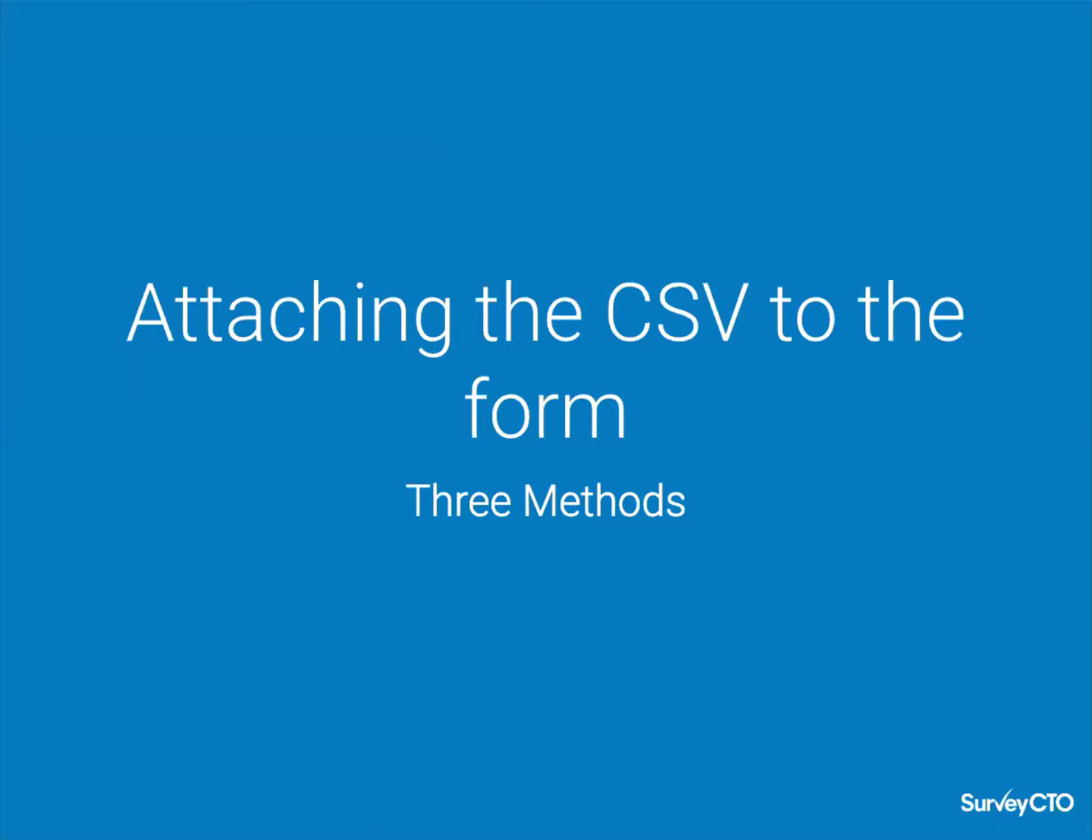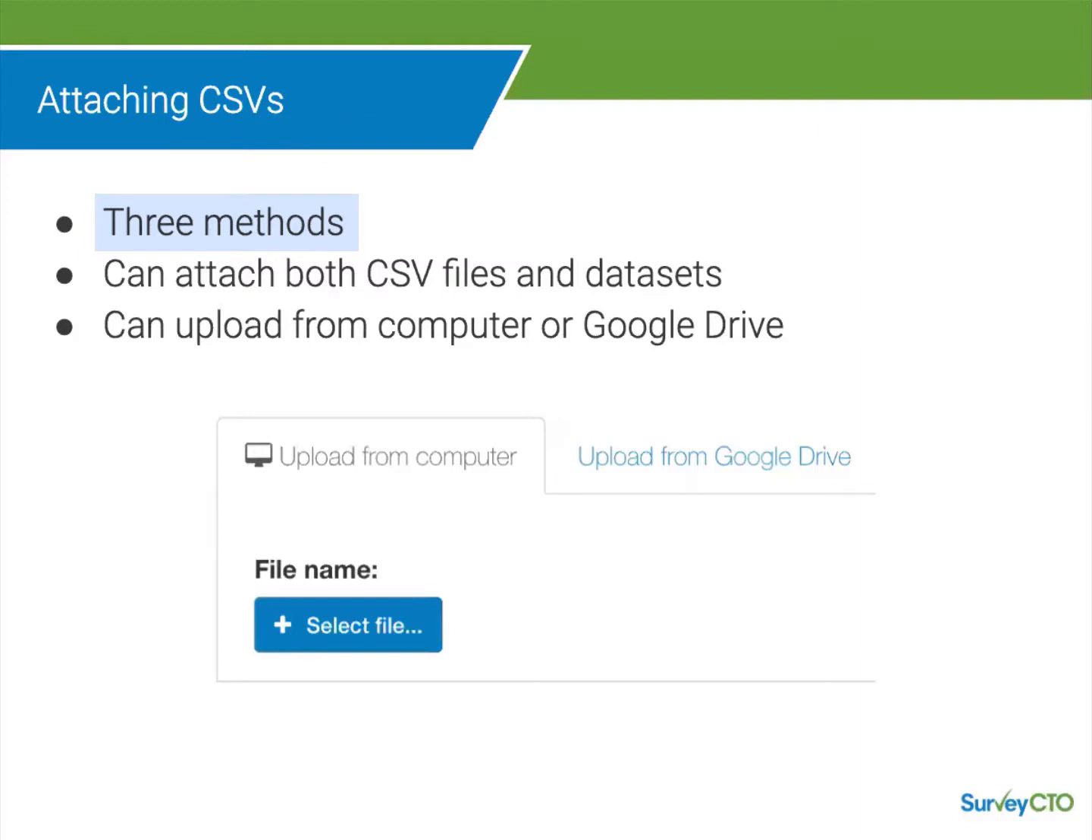Once you have your CSV file put together, you're ready to attach it to your form. There are 3 ways to attach a CSV file or dataset to a form. None is better than any other, so you should go with the method that works best for you. I'll be showing you how to attach CSV files, but you can also use similar methods to attach server datasets, but we won't get into that here. You can also use these methods to attach files saved in Google Drive by selecting the Upload from Google Drive tab, but here we'll demonstrate how to attach files saved on your computer.